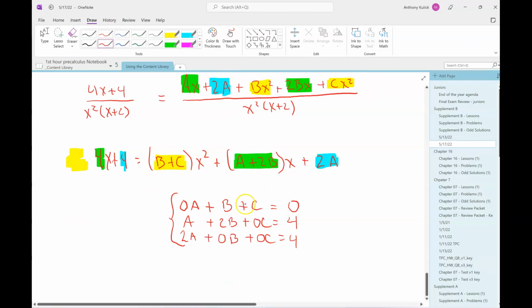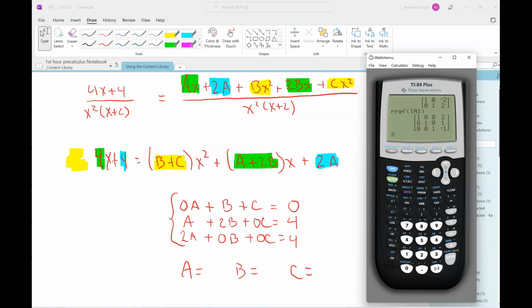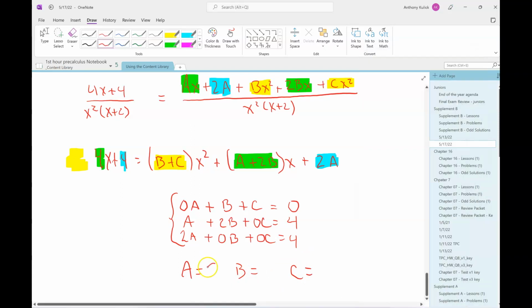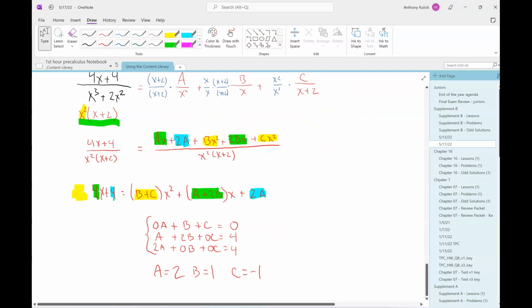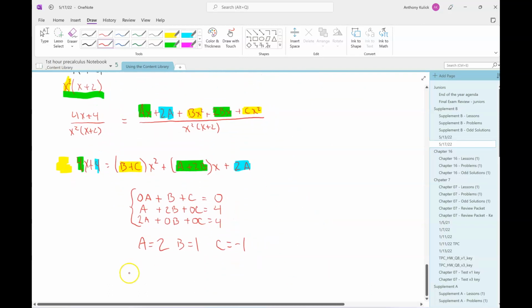Oops, where did that go? What do we get? 2, 1, negative 1. So if we go back to our decomposition, we'd have 2 over x squared plus 1 over x plus negative 1 over x plus 2.